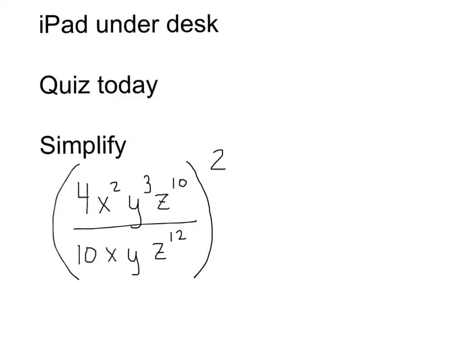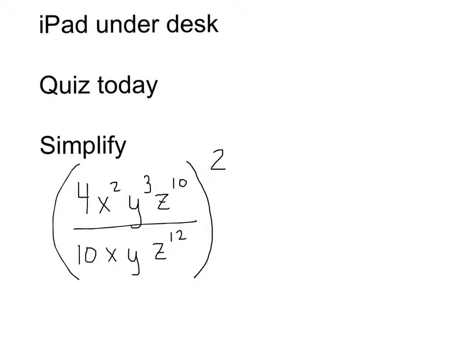All right, guys, let's work the problem of the day today. So what you've got here is 4x squared y cubed z to the 10th over 10xy z to the 12th, and it's all being squared. Now, in order for you to do this, there's two ways you could do it. The way that I'm going to do it is I'm going to simplify what's inside the parentheses. And after I've simplified it, then I will square it.